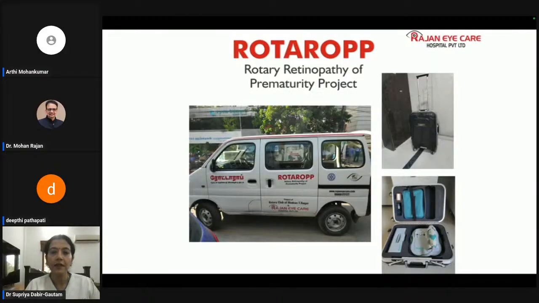At Rajan Eye Care, we have a retinopathy of prematurity project that we have funded by Rotary.